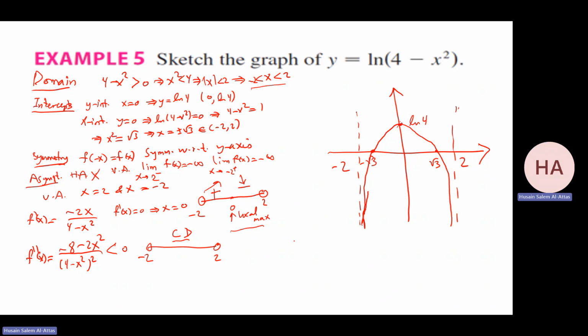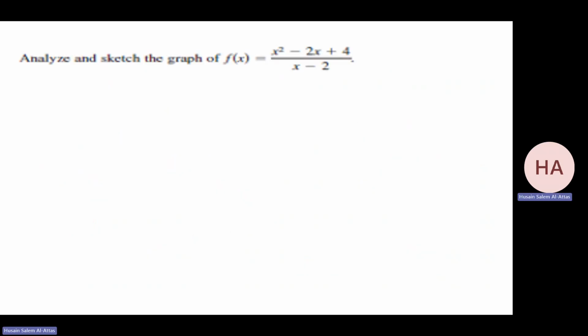What is the absolute maximum? At x equal ln 4. No, at x equal 0, the absolute maximum is ln 4. No absolute minimum. And the range is from minus infinity up to ln 4, closed.